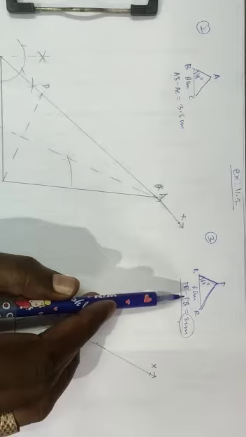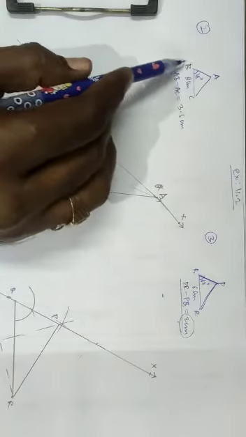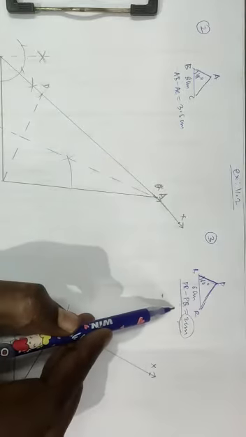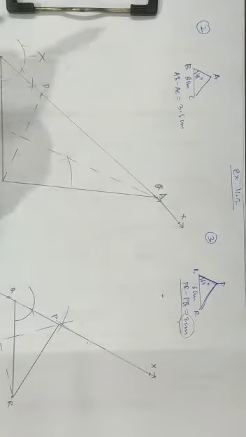The difference is given between the two sides. AB minus AC is 3.5. Here the difference is PR minus PQ is 2 centimeter. So it's a construction of a triangle where the base is given, one of the base angles is given, and the difference of the other two sides is given. So these are the things which are common in both the questions.